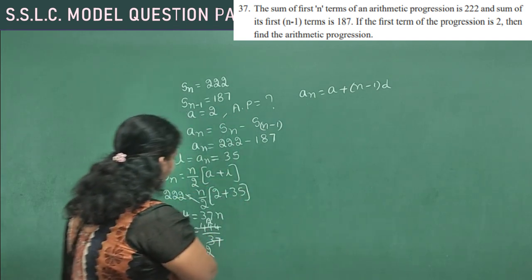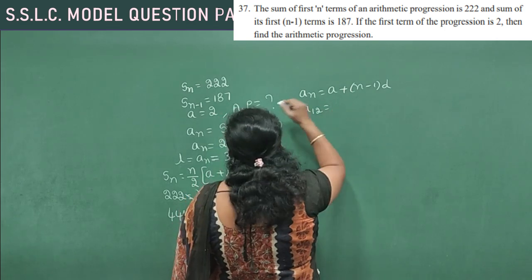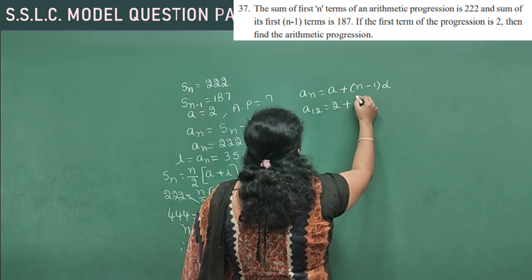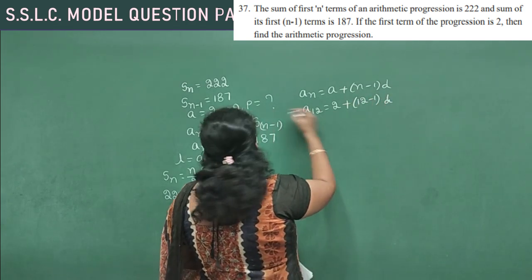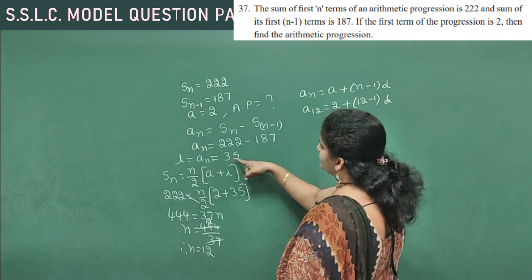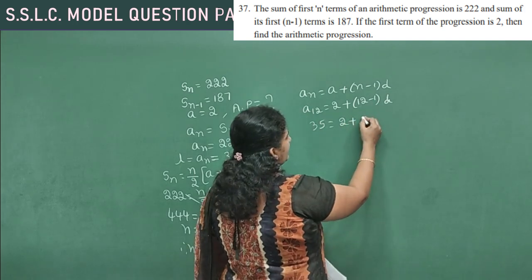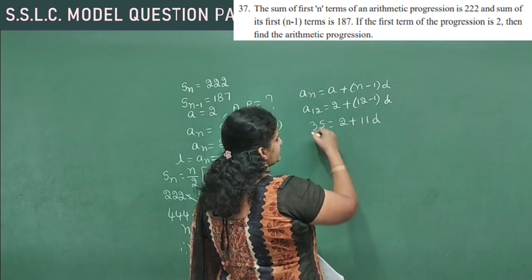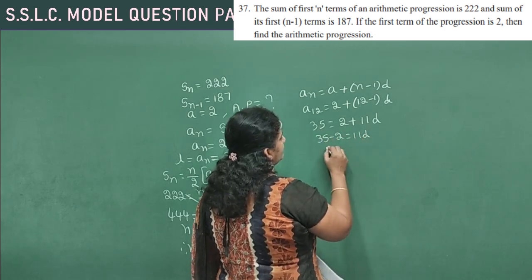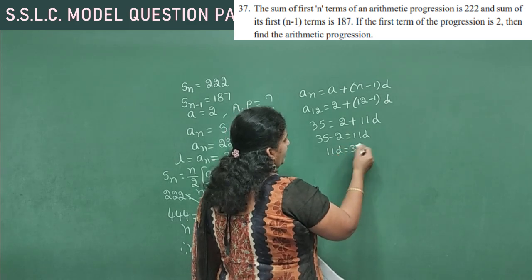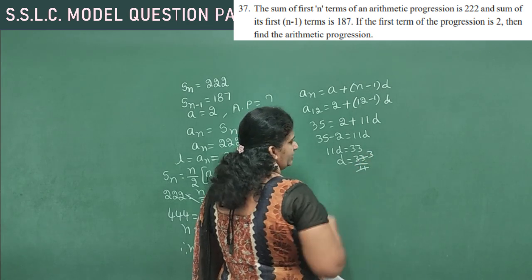An, what is An? N value is 12. So let me write here. A12 is equal to, A value is 2, n value is 12 minus 1 and we don't know d. A12 value is an is last term, that value is 35, is equal to 2 plus 12 minus 1, 11d. Transpose this to this side. 35 minus 2 is equal to 11d. 11d is equal to 33. At a time reverse. D is equal to 33 by 11. 11 3s are 33.